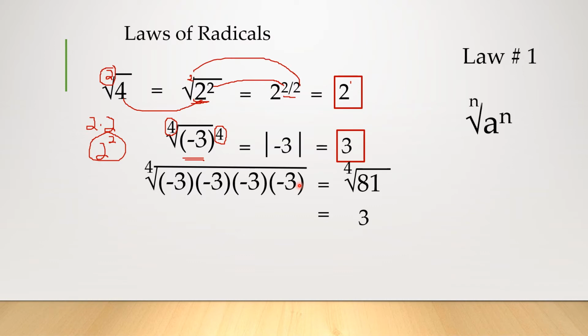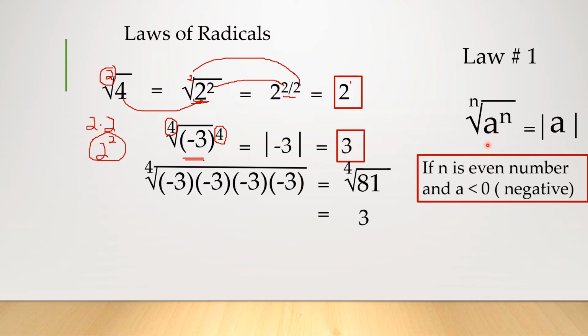Now, the continuation of law number 1: if we have the nth root of a raised to n, that is equal to the absolute value of a, which is the base here, if n is an even number and a is less than 0. What does it mean that a is less than 0? What are numbers less than 0? They are negative numbers. So, for short, if n is an even number and a is a negative number, we need to get the absolute value of a.